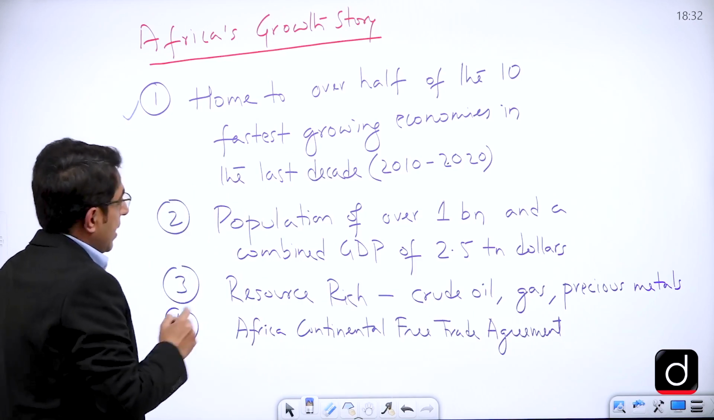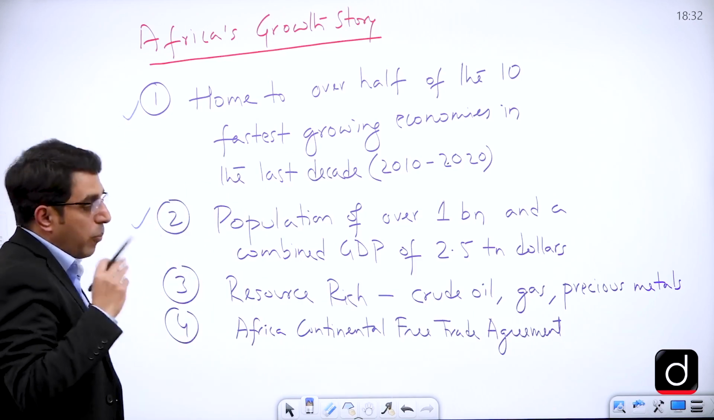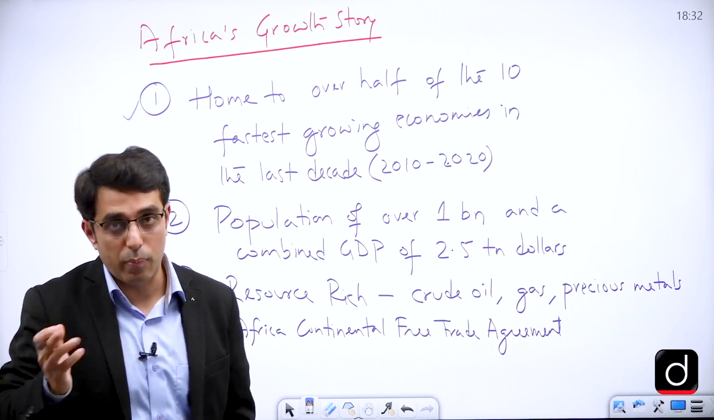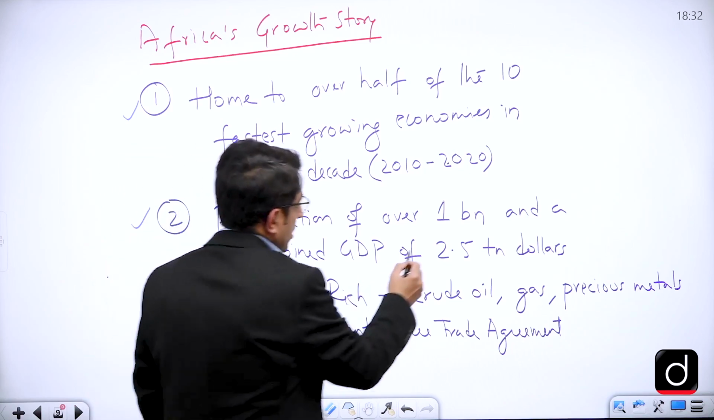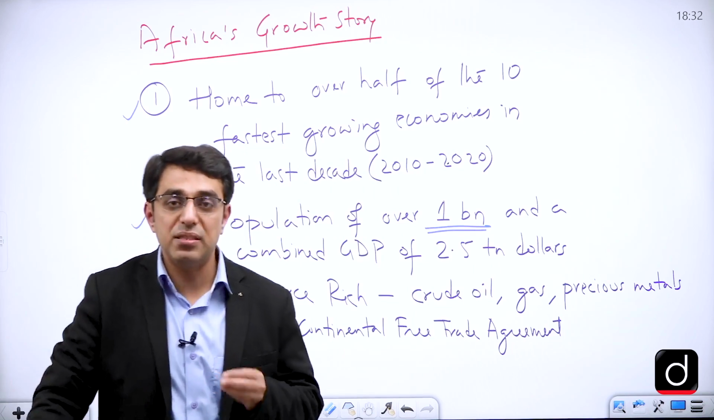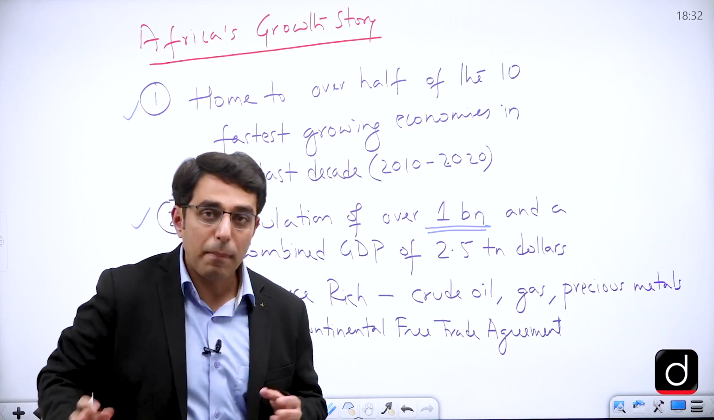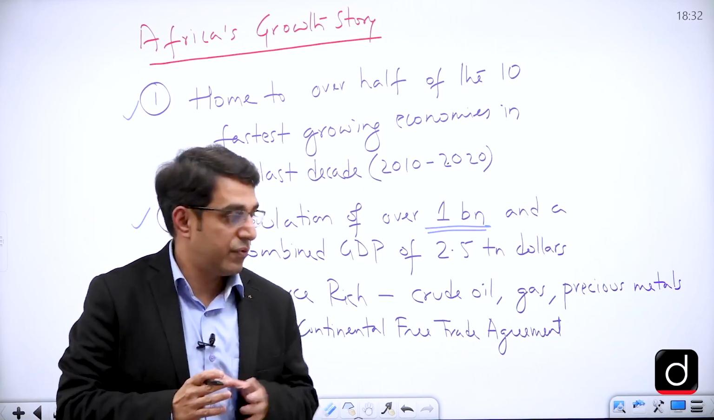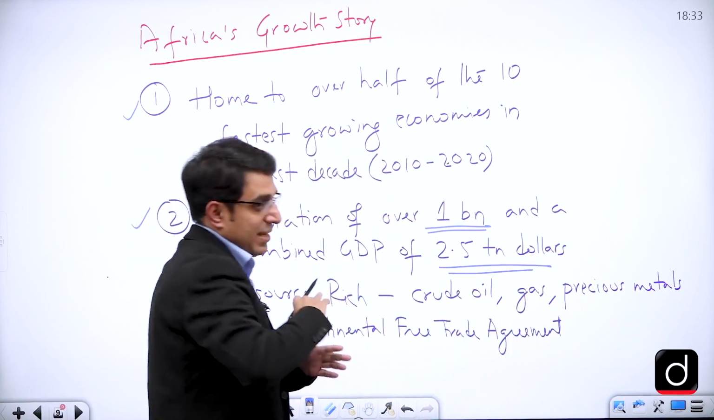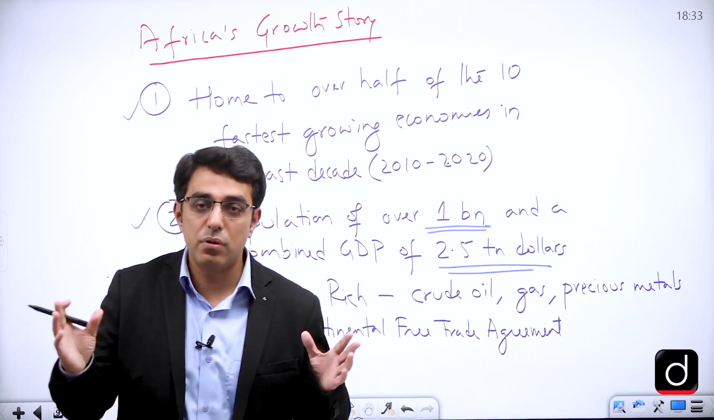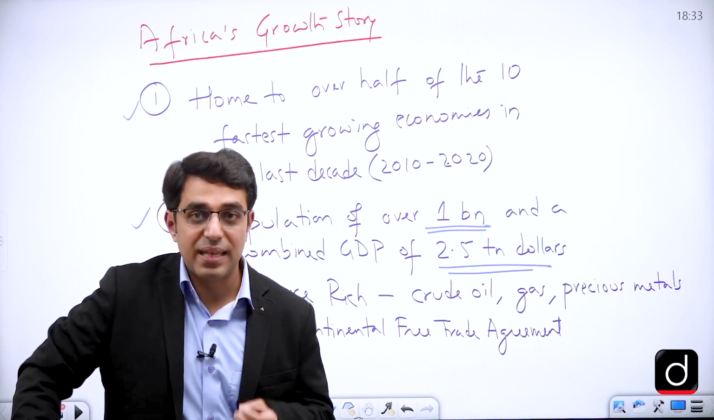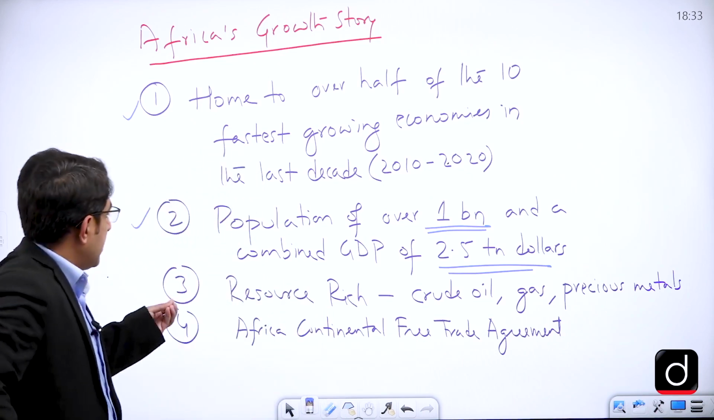this we can cite. Then second is about the population or the demographic dividend. Again, Africa is home to a young population, and a population of over 1 billion makes Africa a huge market. Plus, this is added to the combined GDP of all African countries, which comes to around $2.5 trillion. So, this makes it a very lucrative market for the companies of the world. So, that also adds to Africa's heft. So, this can be our second point.